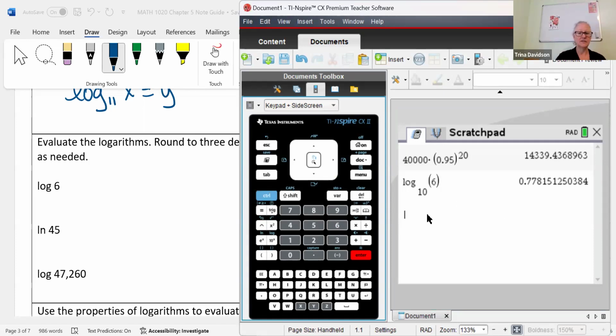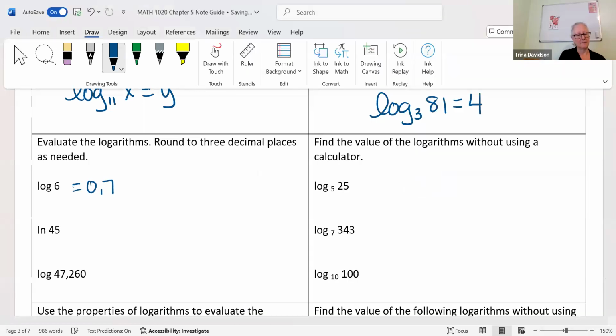Okay, so we want 3 decimal places, 0.778. Another way to think about this is 10 to the what power is going to give you 6. It's going to be the 0.778.